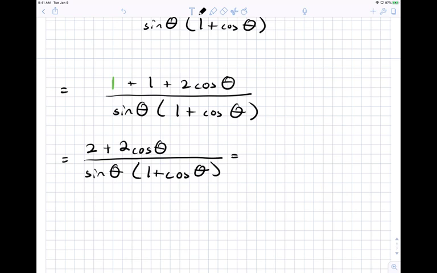We can factor out the 2. It'll be 2 times the parentheses of 1 plus cosine. If we do that, it gives us this. What do we notice?